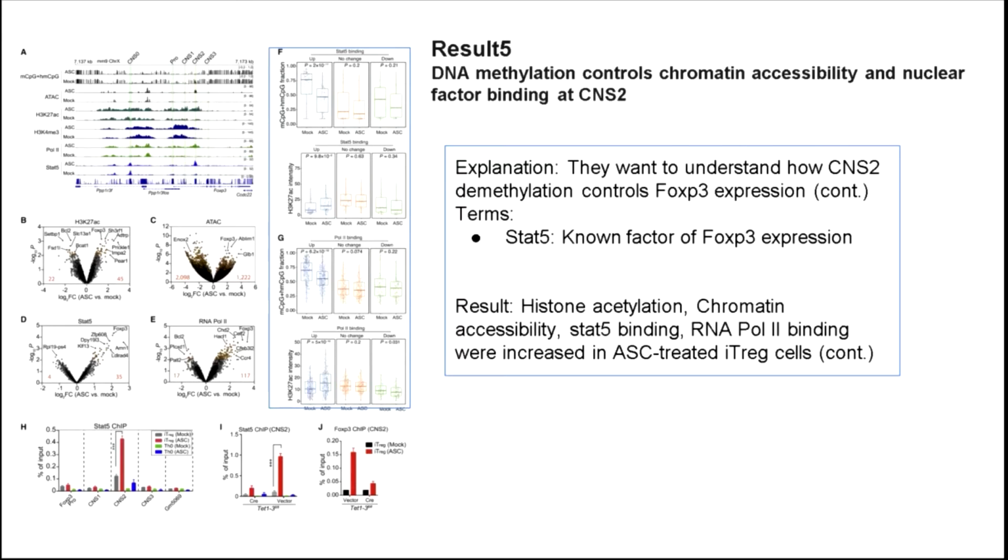This is the minor figure. Figures F and G show the correlation between increasing binding of STAT5 and polymerase II with reduced methylation and increased histone acetylation.